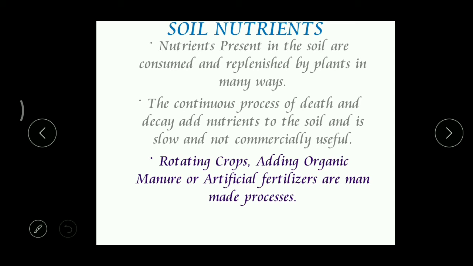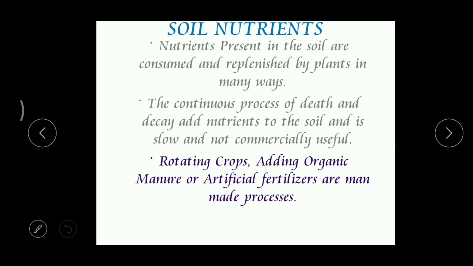For every crop they add what? They add serious fertilizers. Actually, here we can find the continuous process of death and decay adding nutrients to the soil. When the plant is growing in the soil, it uses up some amounts of nutrients. But in the same way, when the plant parts, like the leaves, then the flowers, fruits like this, fall down over the soil, what happens?